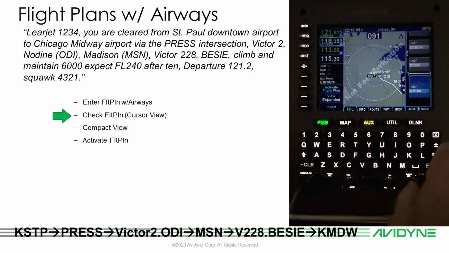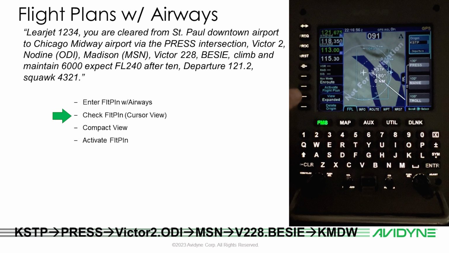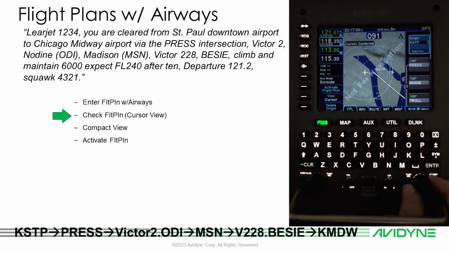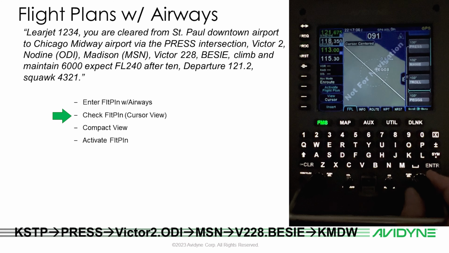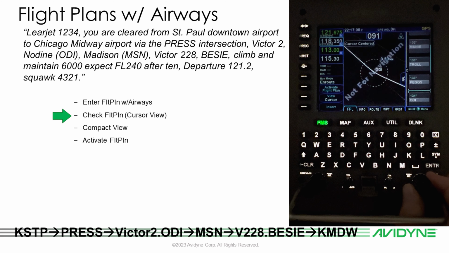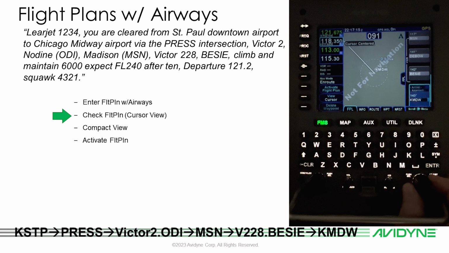Let's scroll the cursor to our origin airport. Using LSK2, we can select View Cursor, and you will notice as we scroll through each waypoint in the flight plan, we can view those waypoints on the map as we move through the flight plan list. Makes for a great way to review your flight plan for accuracy.